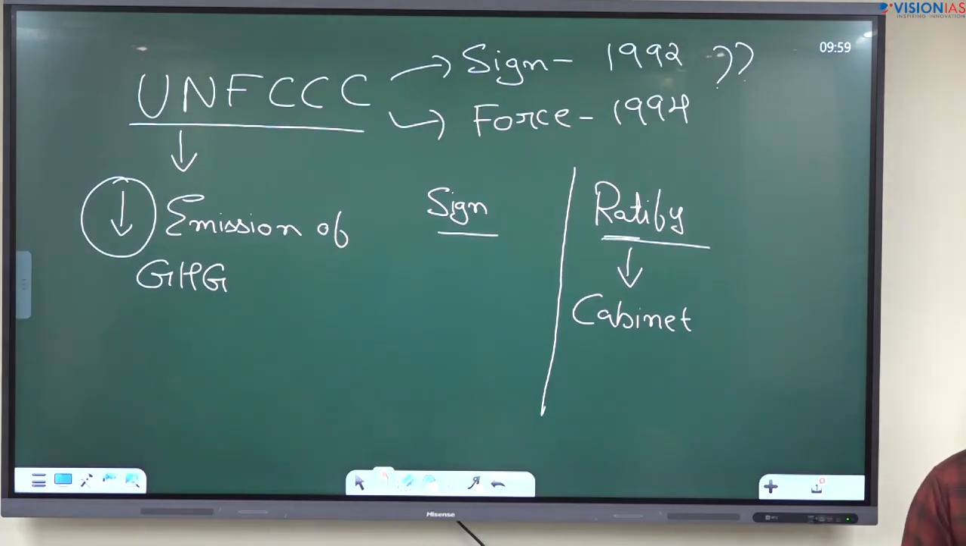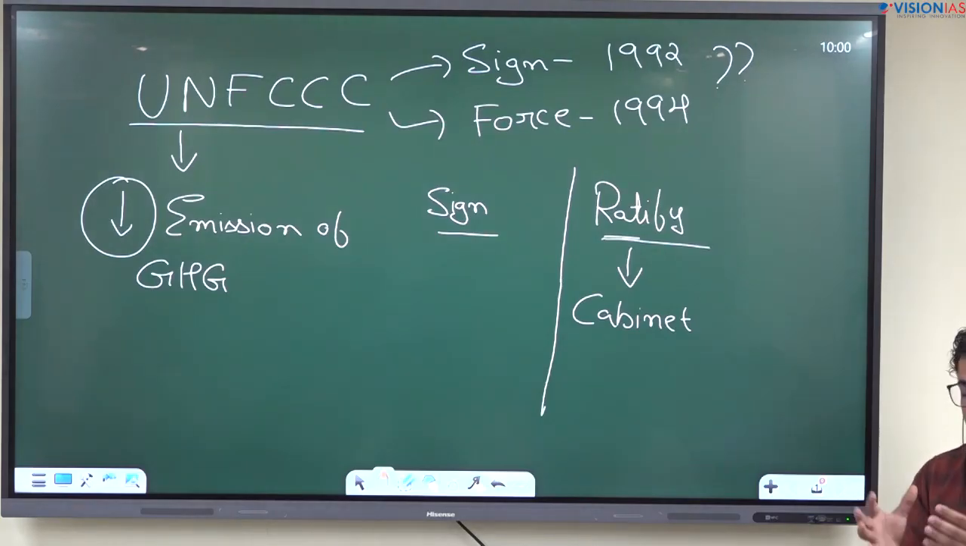Every country has their own process. So at least 55 should ratify. Second, those who have ratified, their cumulative emission should be greater than 55% of the world. Now what does this rule mean? This rule means, suppose 70 countries have ratified. 70 have ratified. So your rule number 1 is complete.